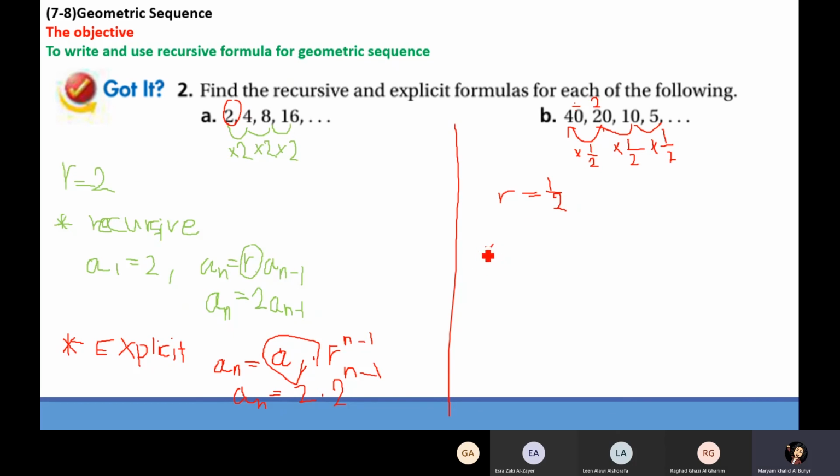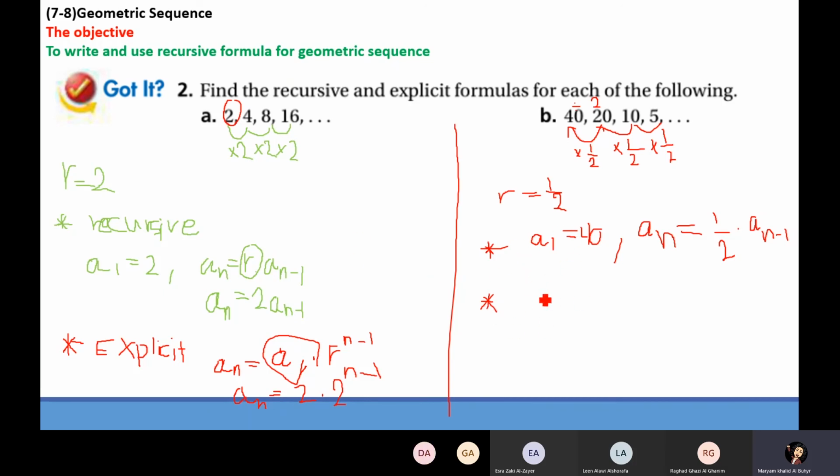So for the recursive formula, I'm going to say A1 equals 40. Then I will write An. I'm going to substitute: An equals, what is r? 1 over 2 times a(n minus 1). That should be a small index, but my handwriting is not very organized because of the mouse.